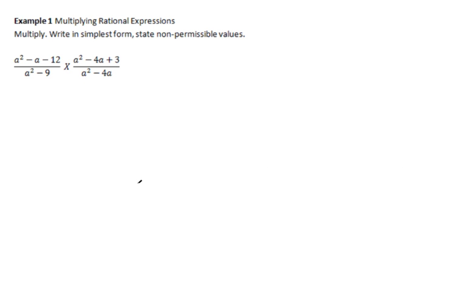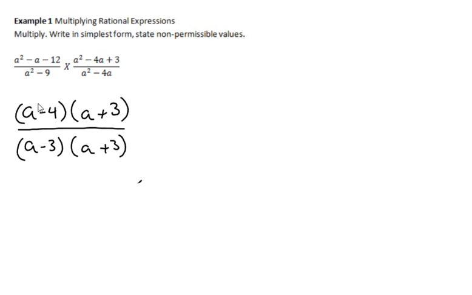So our first example is multiplying. So we've got a trinomial over a binomial multiplied by a trinomial over a binomial. So our first step is to factor. So we're going to factor this, and it's just a simple trinomial. So we need to figure out what two numbers multiply to -4 and add to -1. And our factors should be a minus 4 and a plus 3 in the numerator.